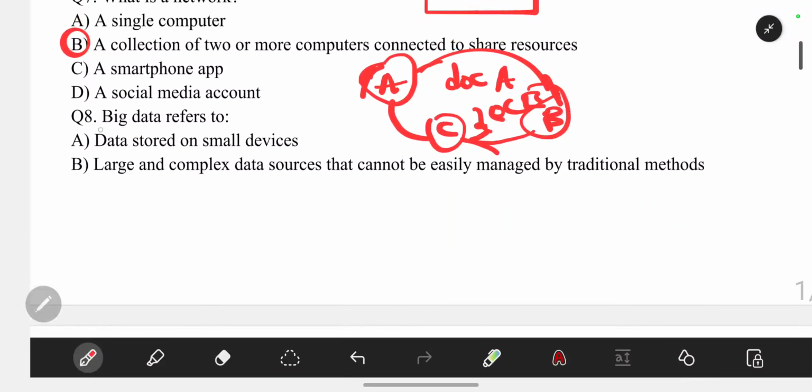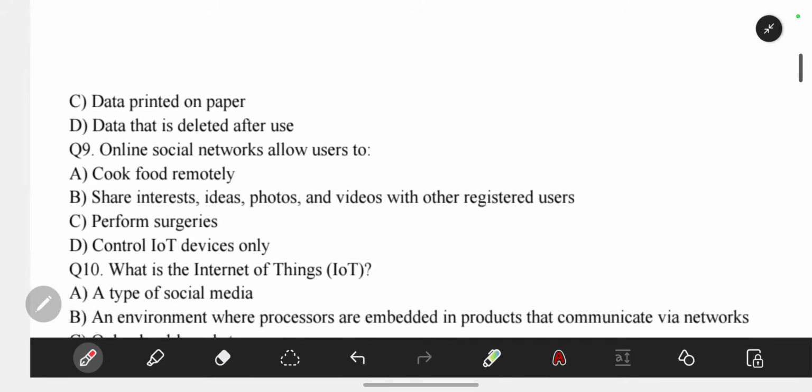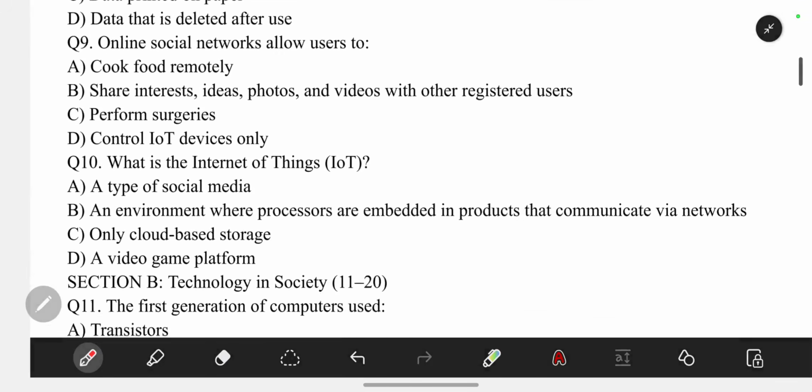Number 8, big data refers to, just as the word entails, big means large already. So it is large and complex data resources that cannot easily be managed by traditional methods. So these are large, so they have to use modern and complex means of storing the data, because it's large.